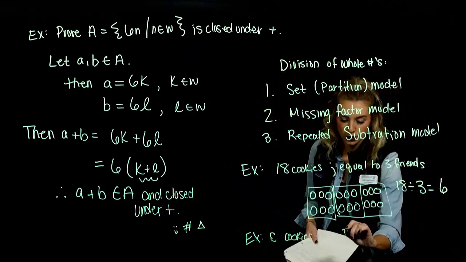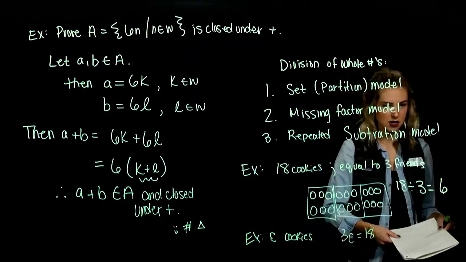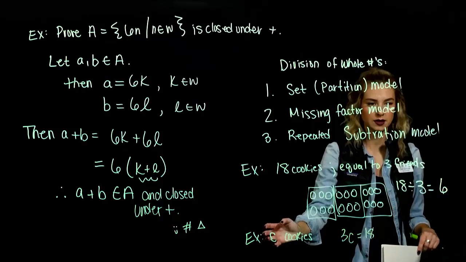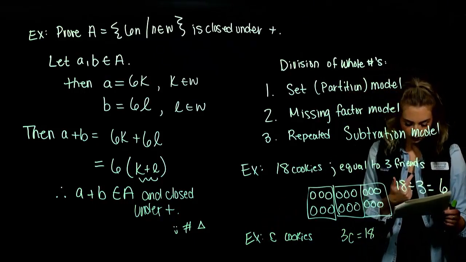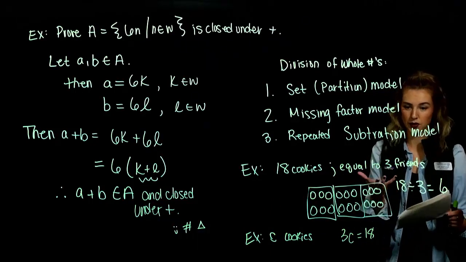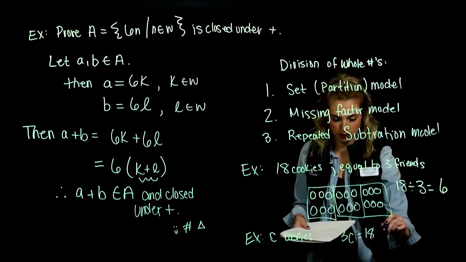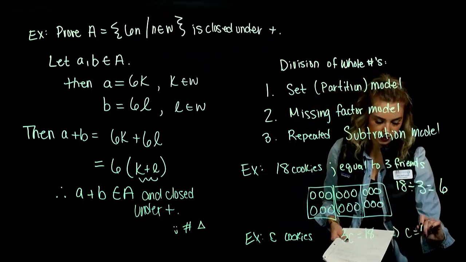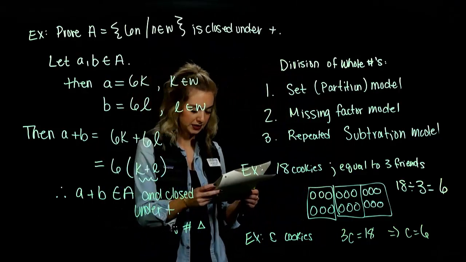Three of them, so 3C is going to have to be equal to 18, since the number of friends they receive C cookies, and there's three of them in total. The multiplication is a little bit easier to commute instead of division. So three times what produces 18? This tells me that C has to be 6. A different way to look at it, solving for that missing factor.